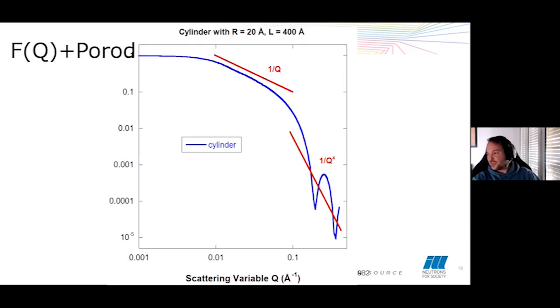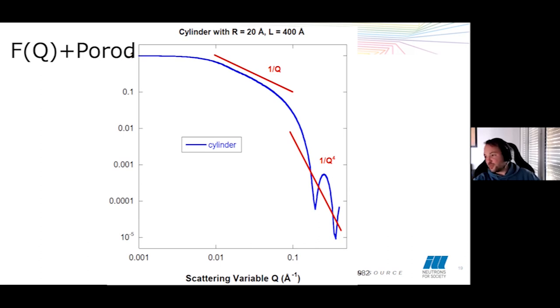This can then be coupled with what we saw just before, and we see that the form factor is mostly in the Porod region. So the more we look at our data, the more information we can get out of it. And that's why simplifying is helpful.